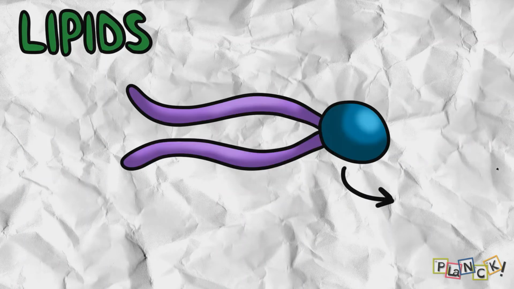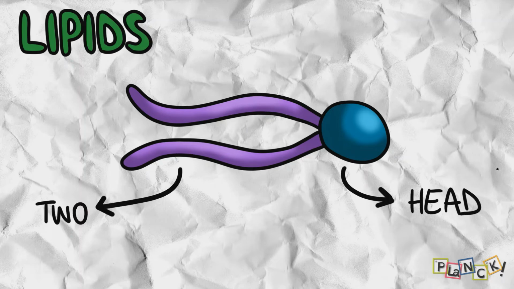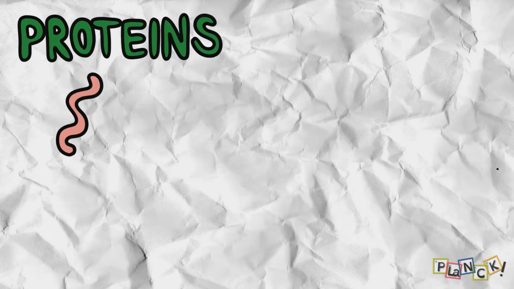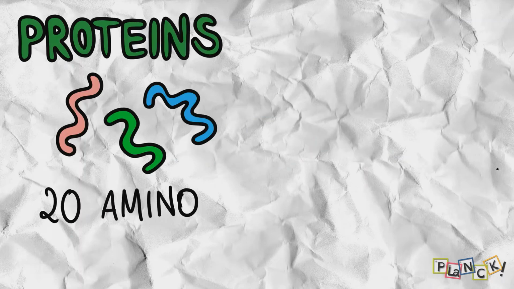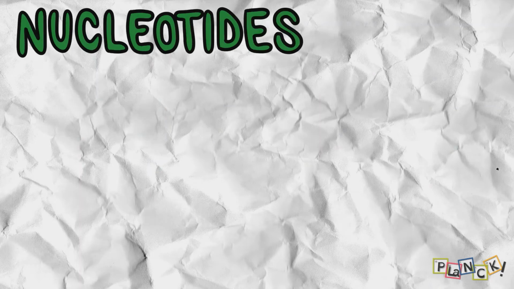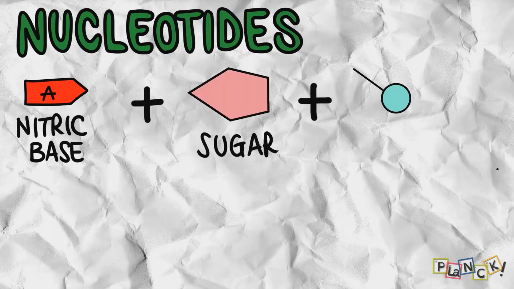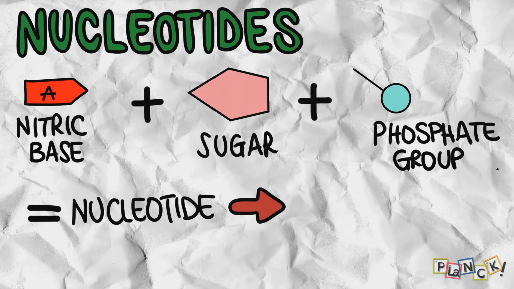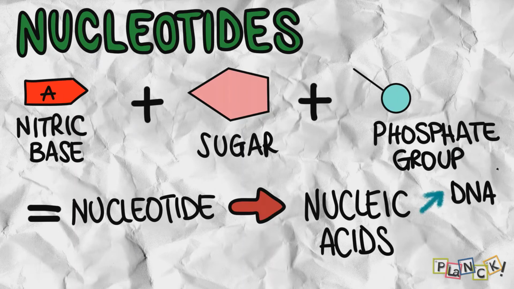In lipids, atoms are arranged in order to create a head and 2 tails. Proteins are made up of 20 different smaller molecules called amino acids. Nucleotides are made up of 3 smaller molecules, a nitric base, a sugar, and a phosphate group. More nucleotides put together form nucleic acids, that are DNA and RNA. DNA contains the instructions to build proteins, while RNA follows these instructions to put amino acids together and assemble proteins.